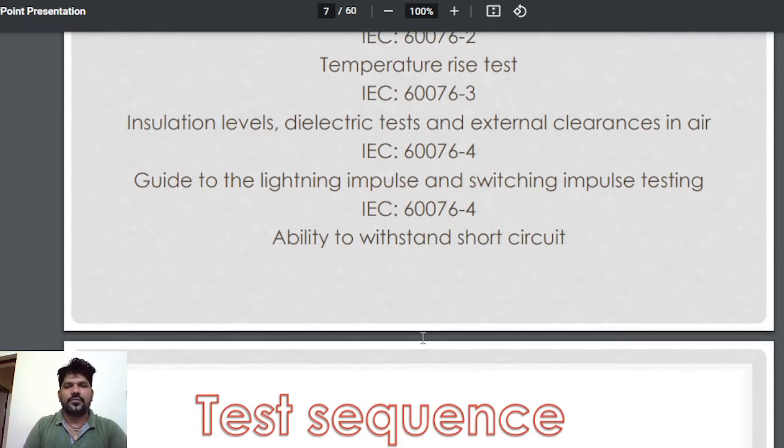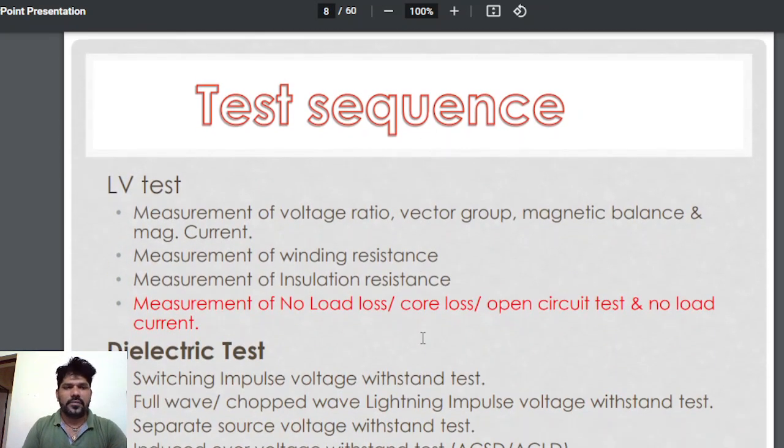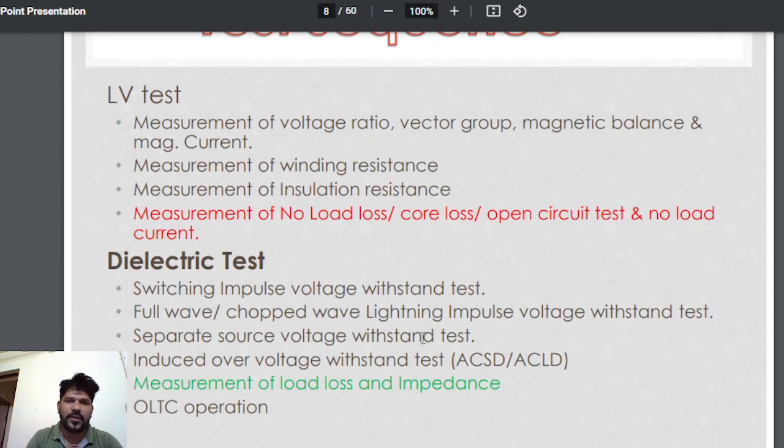These are a few guidelines, and based on these guidelines, we have to design the transformer and do the testing. Okay, test sequence. So how will the test be started? LV test. On the LV side we have to do some testing: measurement of voltage ratio, voltage group, vector group, magnetic balance, all these things. Measurement of winding resistance, insulation resistance.